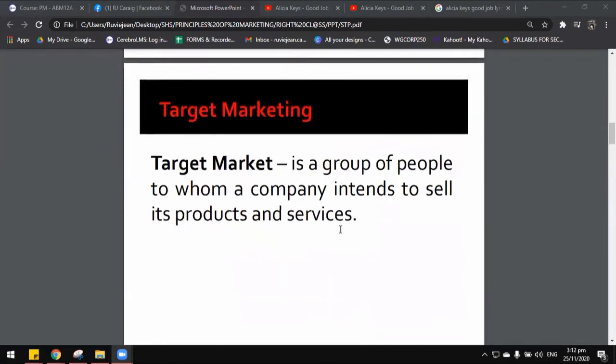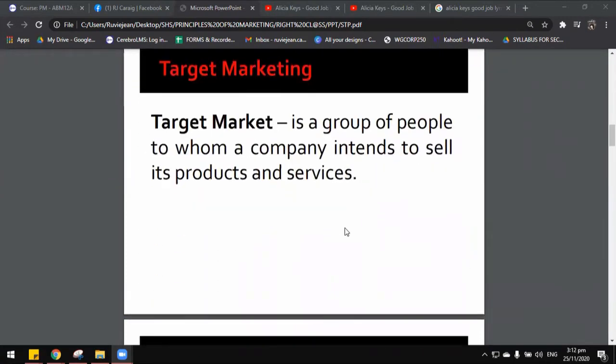Let's talk about what is target marketing. Okay, now when we talk about target market, in marketing term, this is a group of people to whom a company intends to sell its products and services. Okay, now this group of consumers is the primary recipient of the company's marketing efforts. Okay, identifying the target market helps the company maximize its marketing resources and efforts to attract and retain a loyal group of customer. So this is why companies usually spend time, effort, and money to identify the target market.